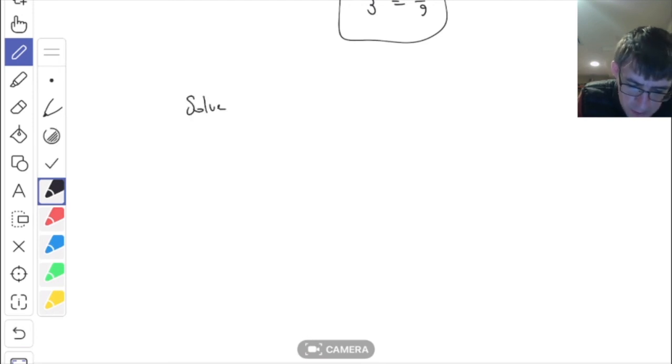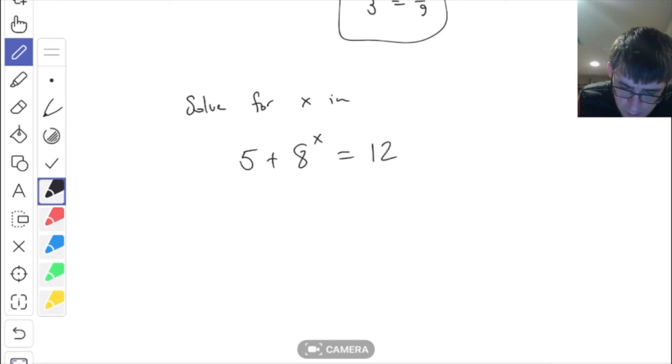Let's try one of those. Solve for x in something like 5 plus 8 to the x equals 12. How about that? The basic idea is you're going to take the natural log on both sides and then move the exponent into a coefficient. That's the purpose of using the log in a problem like this, so that you can move the exponent into a coefficient.